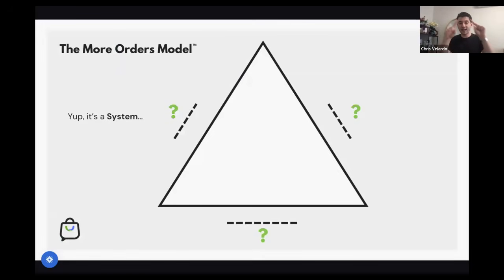What do you guys think that each of these 3 sides might be that we really focus on when we work with brands? I want you guys to have a couple guesses. You can see there's a bit of a hangman set up there. I want to see where we're all at in terms of what we think this may be.